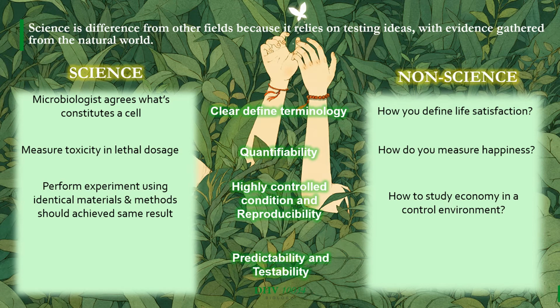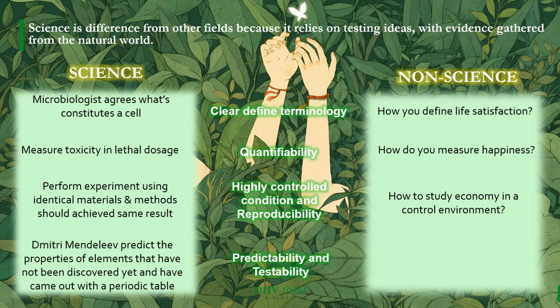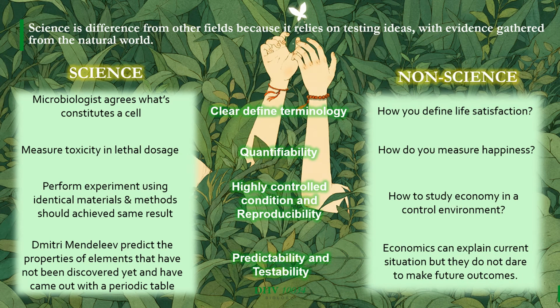For predictability and testability, Dmitri Mendeleev, a scientist, could predict the properties of elements that had not been discovered yet, and he came out with the periodic table. He could predict and he could test based on scientific study. But for non-science, economists cannot explain the current situation, and they do not dare to make future predictions, because economists cannot predict what will be in the future based on the current findings.